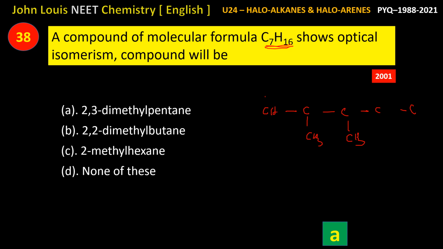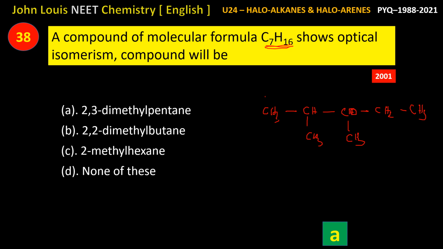Okay, therefore CH3, CH, CH, CH2, CH3. Now let us take. This cannot be a chiral carbon because 3 hydrogens are bonded, and here also, this also. Let us take here. This is bonded to 2 CH3 groups. Therefore it cannot be.